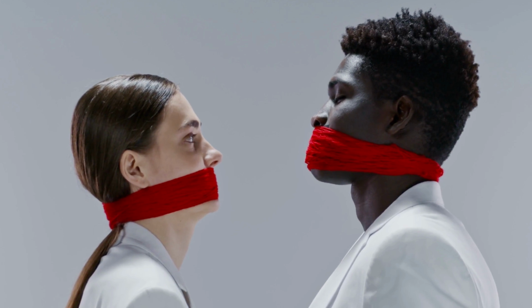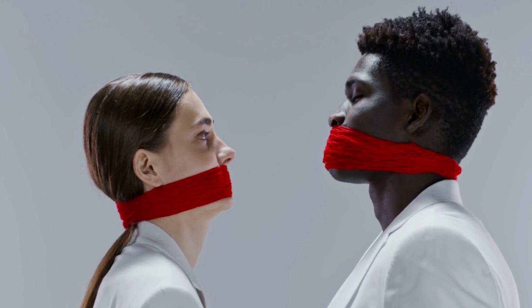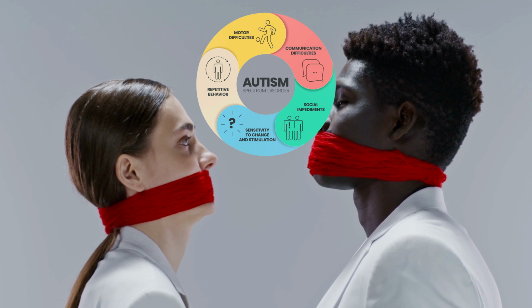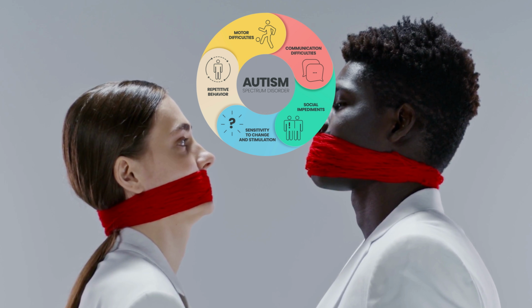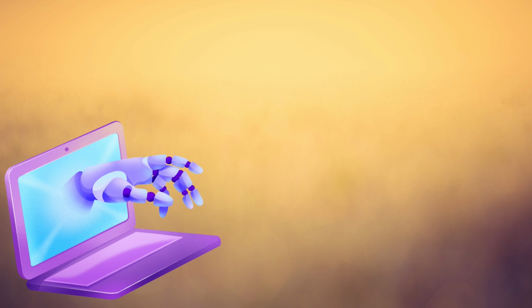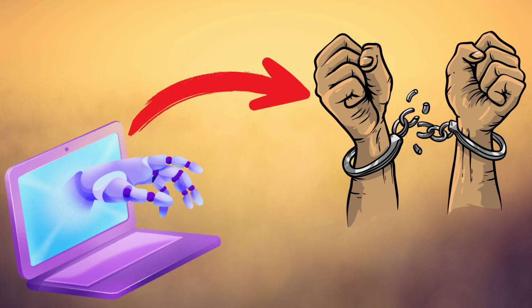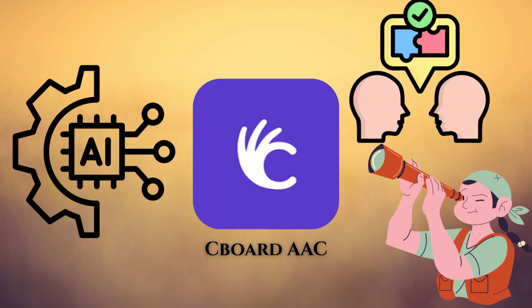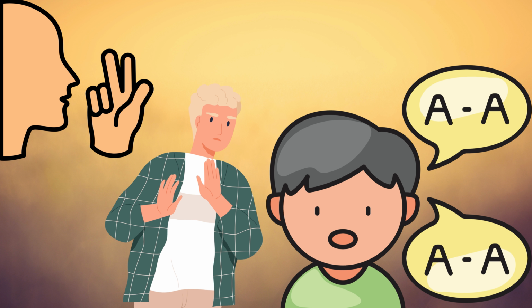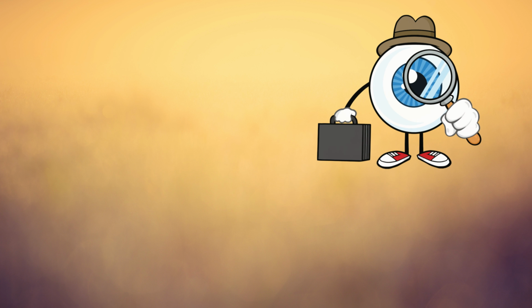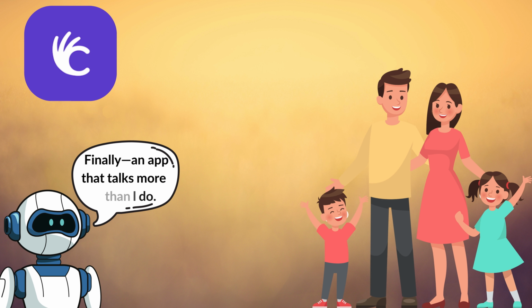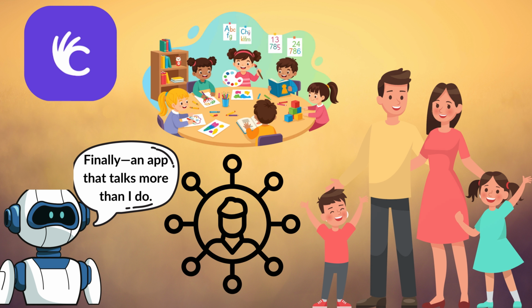Imagine knowing exactly what you want to say, but being trapped behind silence. For millions of people with autism spectrum disorder, every word is a mountain. But what if technology could bridge that silence? Today we'll explore a free AI-powered communication tool called Cboard AAC, a tool that gives voice to those who've never had one. By the end of this video, you'll see how one tablet helped Maya, and how Cboard is quietly changing families, classrooms, and lives.